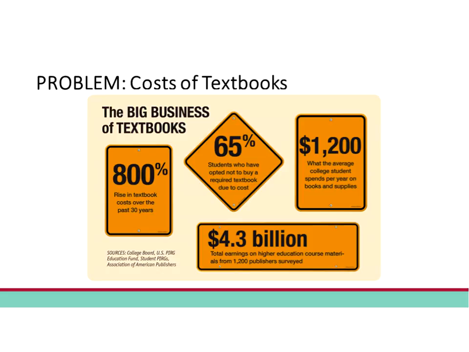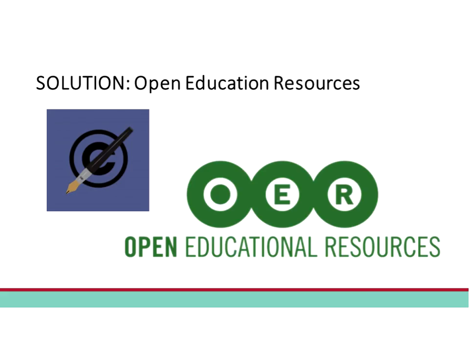In addition to the percentage of the rise in textbook costs and that 65% of students go without textbooks, the average student spends about $1,200 per academic year on books and supplies, resulting in a $4.3 billion profit margin for the publishers that were surveyed by the Association of American Publishers. That's quite a lot.